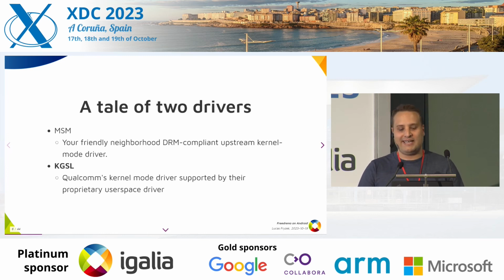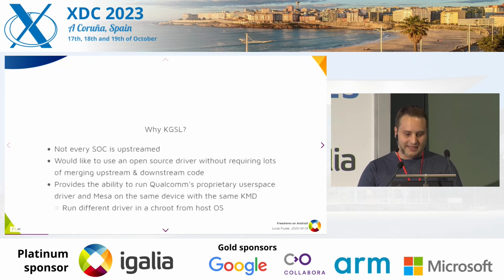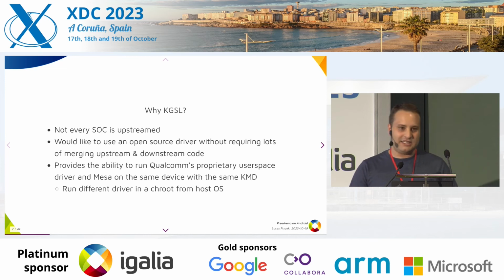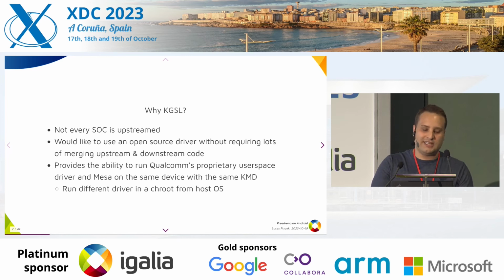And so the work that I ended up doing was trying to get Freedreno actually to work with KGSL, because that's what you end up using when you run Android on a Qualcomm device. Now, there are some other things that are nice about using KGSL. One of them is that support for every SoC for Qualcomm is not upstreamed. So if you do have a use case where you're using Android, it can be a lot of work to try to merge upstream code into a downstream branch.